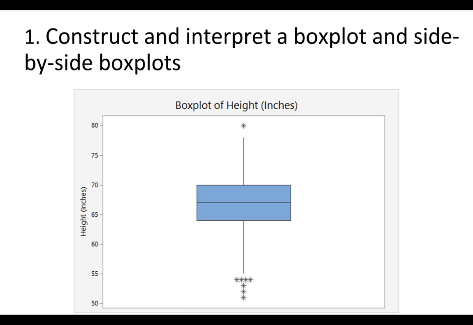At the bottom, we have the minimum. The bottom of the box is the first quartile. The median is the line in the middle of the box. The top of the box is the third quartile. And the maximum will be the highest point. This is a single box plot because we have just one quantitative variable and just one group. We'll also construct and interpret side-by-side box plots in this course.